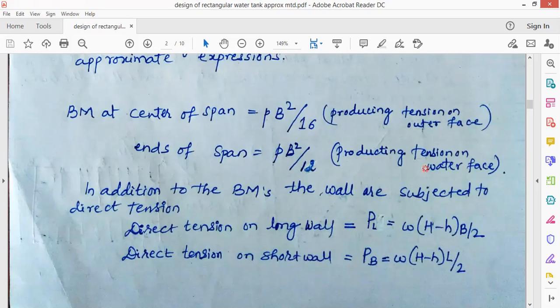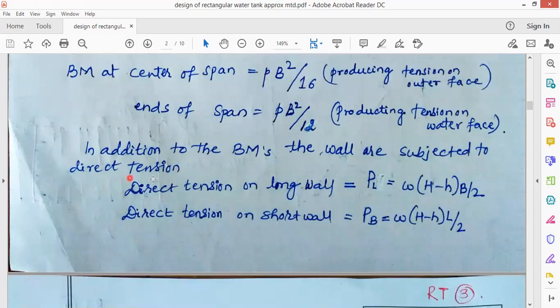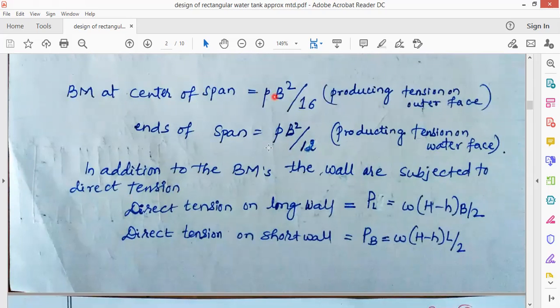So we must remember these two things in the detailing of the reinforcements. In addition to the bending moment, the walls are subjected to direct tension. Not only the bending moments are there, the walls will be subjected to direct tension also. So on the longer wall, I will take it as PL or TL, and for the shorter wall, I will consider this as PB or maybe TB, or let's say TS. Sometimes I may use this direct tension as P or maybe T, right?